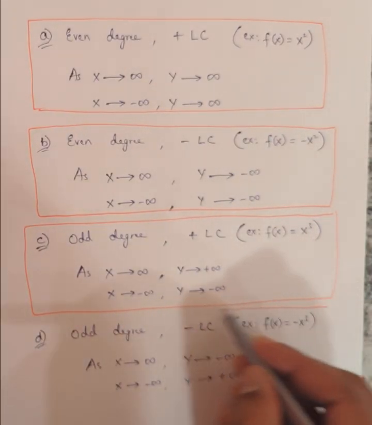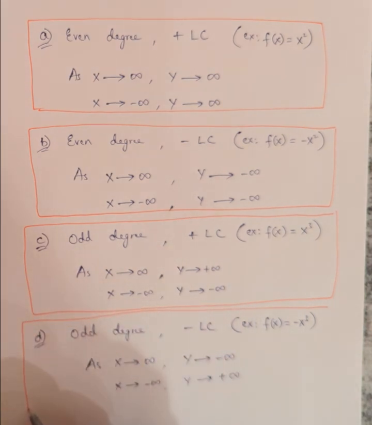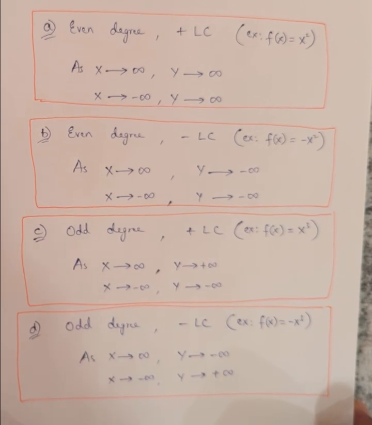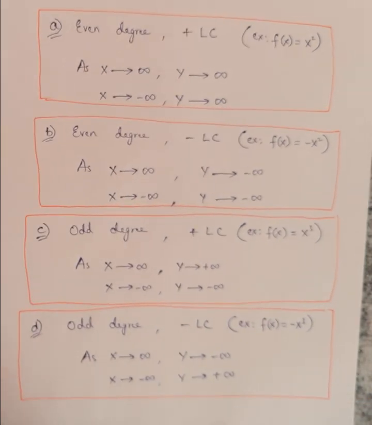And these are the four end behaviors of polynomials provided by those four graphs: x squared, negative x squared, x cubed, negative x cubed.